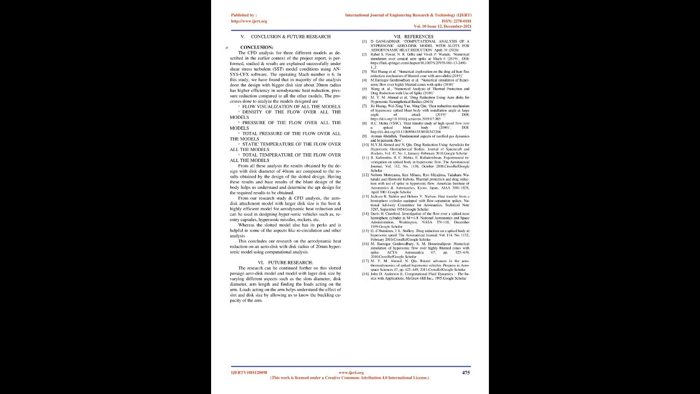The processes done to analyze the models designed are flow visualization of all the models, density of the flow over all the models, pressure of the flow over all the models, total pressure of the flow over all the models, static temperature of the flow over all the models, and total temperature of the flow over all the models. From all these analyses, the results obtained by the design with a disk diameter of 40 mm are compared to the results obtained by the slotted design. Having these results and the base results of the blunt design of the body helps us understand and determine the apt design for the required results to be obtained.